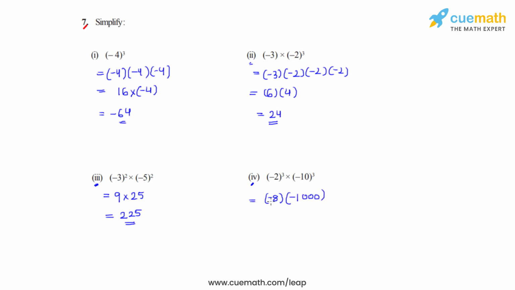But when negative 8 and negative 1000 are multiplied, their product becomes positive because negative times negative is positive. So we get the answer as 8000. And this is how we solve question number 7 of this exercise.